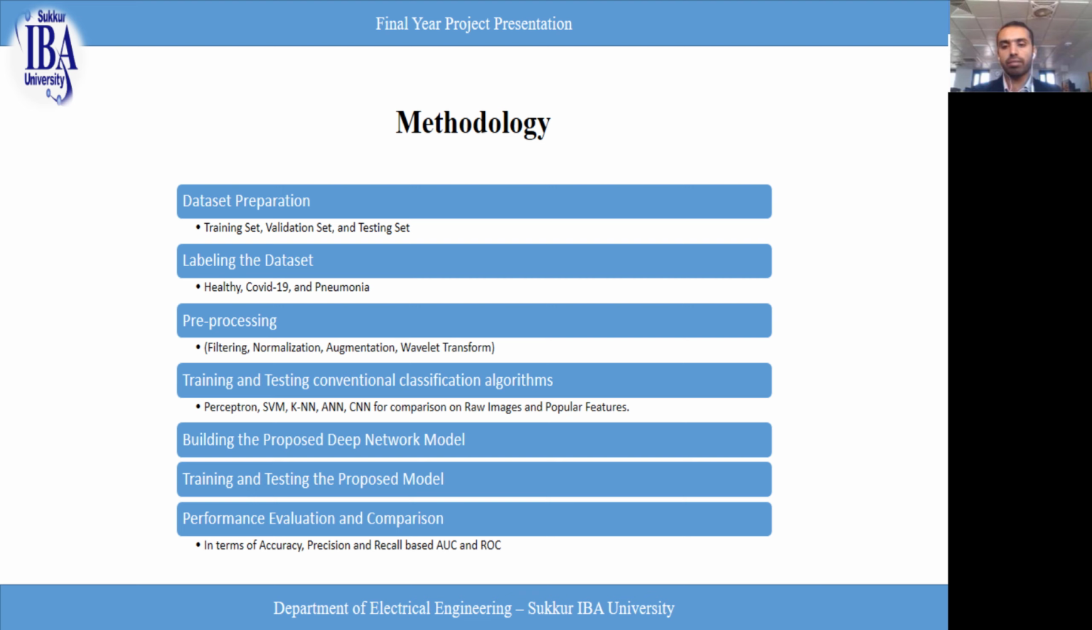And in the fifth step, we will build the proposed deep learning model, and after that we will train our proposed model, and in the last we will perform the evaluation and comparison. We will evaluate the performance of the proposed model with the others, in terms of accuracy, precision, recall, and AUC and ROC score.